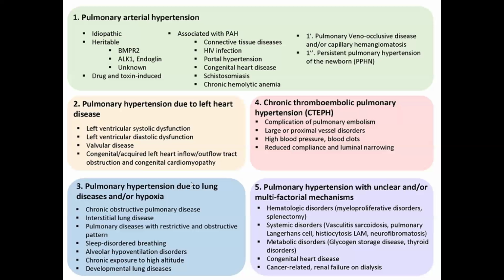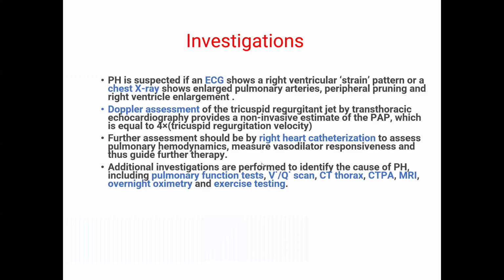And then you have ones related to lung disease or hypoxemia, ones related to thromboembolic hypertension, and then miscellaneous causes of pulmonary hypertension. Again, this is the WHO classification of pulmonary hypertension. You should be aware of it. Okay, the investigation starts with EKG, chest X-ray, Doppler, right heart catheterization, and others.